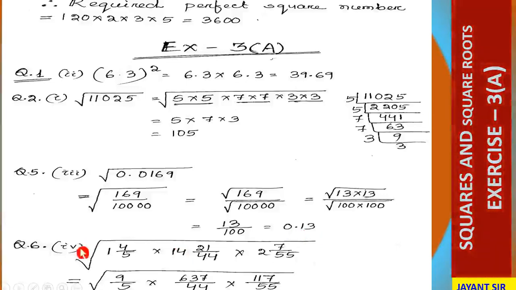Next, come to question number 6, part 4. 1 whole 4 by 5 into 14 whole 21 by 44 into 2 whole 7 by 55. So 5 ones are 5 plus 4, 9 by 5, into 44 into 14 plus 21, it comes 637 by 44, into 55 into 2, 110 plus 7, 117 by 55.